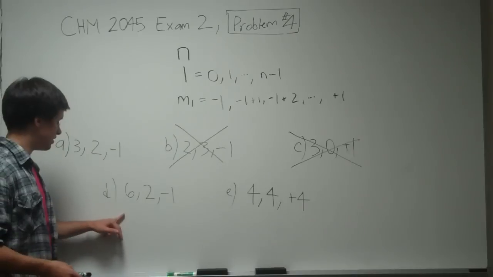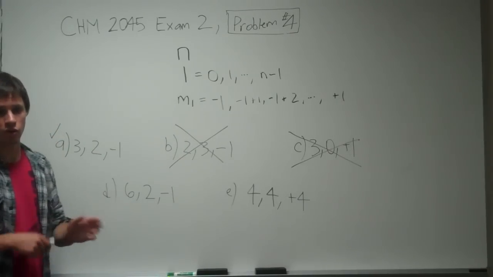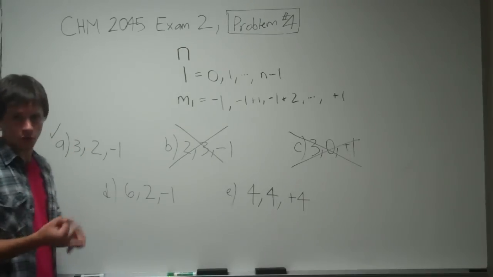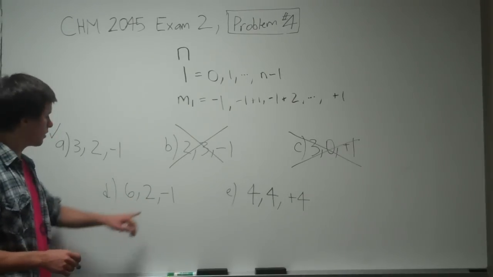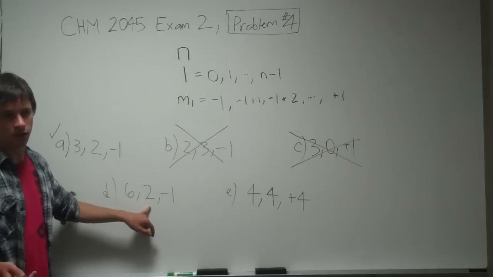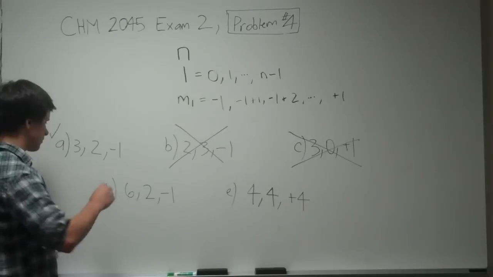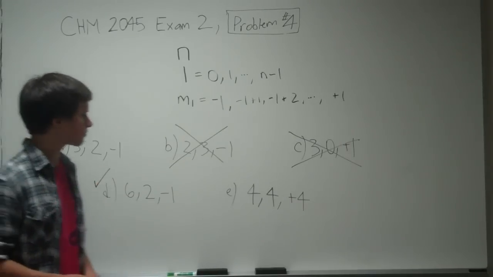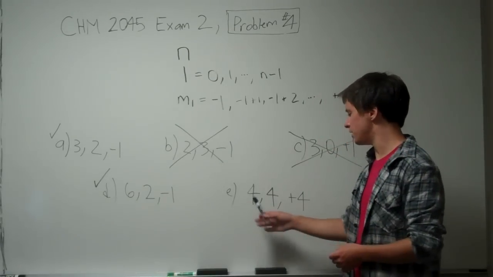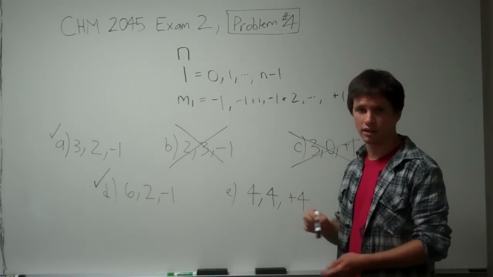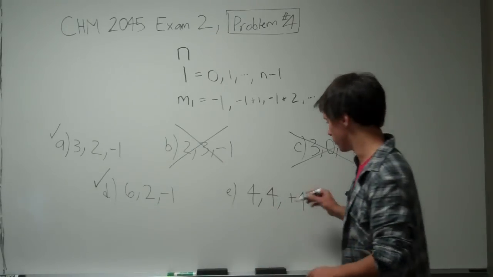Okay, let's check out set D. They've set n equal to 6. n minus 1 is 5, so l can be anything 0, 1, 2, 3, 4, 5. It's 2, that's perfectly okay. So that means m sub l can be anything from negative 2 to 2. It's negative 1, that's fine. D is good. And finally E. They've set n equal to 4. l has to be at most n minus 1, which is 3. They've put it as 4 here, so this set is no good.